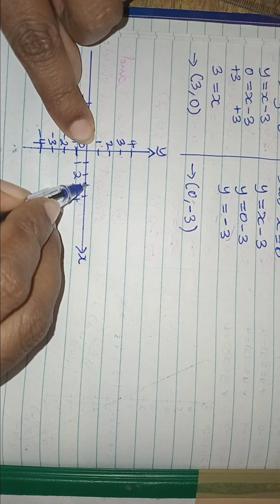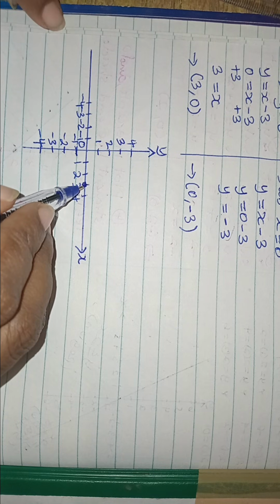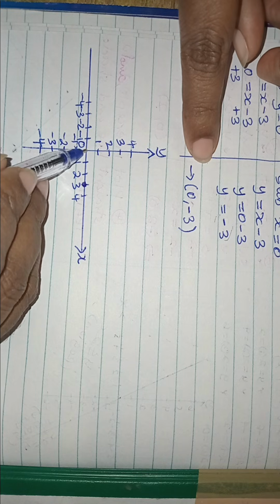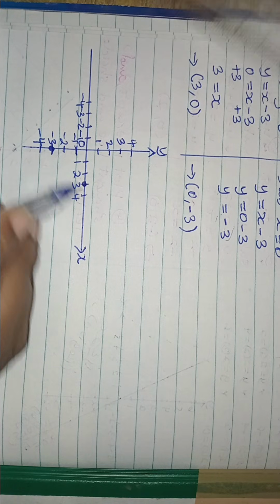So let's plot the x-intercept. The x-intercept is where x is 3 and y is 0. And again, the x-intercept is the cutting point on the x-axis. And the y-intercept is where x is 0 and y is negative 3. And again, the y-intercept is the cutting point on the y-axis. And now we'll just connect these 2 points and draw our line.